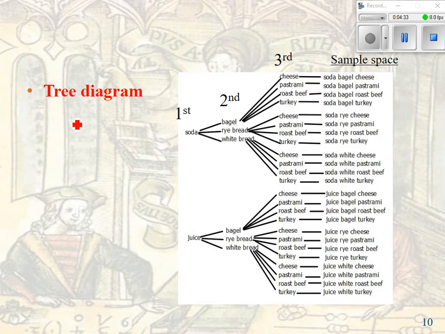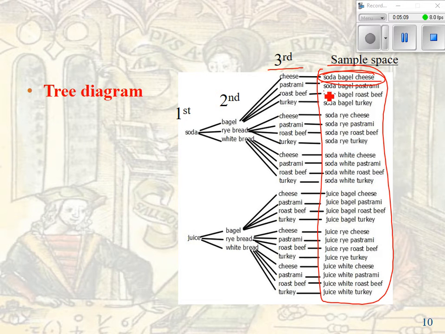Tree diagram. This is a tree diagram here. I listed first choice, soda or juice. Second choice, bagel, rye bread, white bread. So there's 3 branches coming off the soda because you could choose either one of those. There's 3 branches coming off the juice because you could choose either one of those. And then your third choice, cheese, pastrami, roast beef, turkey. You got 4 choices out here for apparently your kind of sandwich that you're getting. And then out here, this whole thing here is your sample space. Each one of these is a different event.